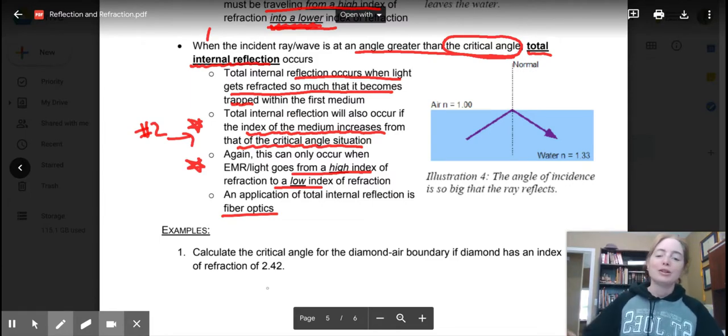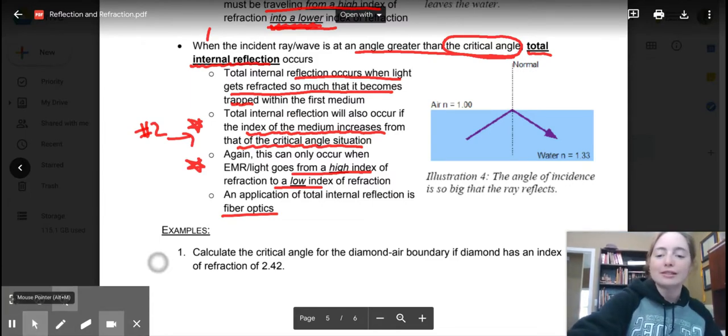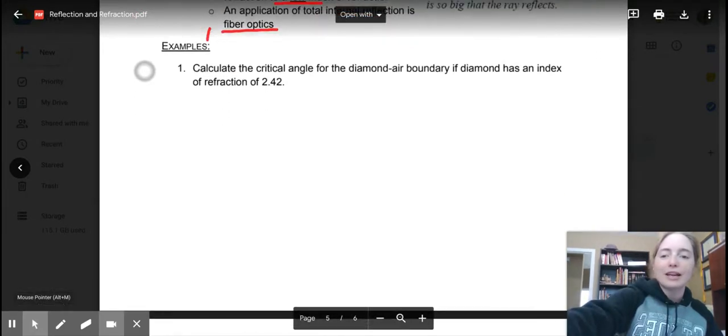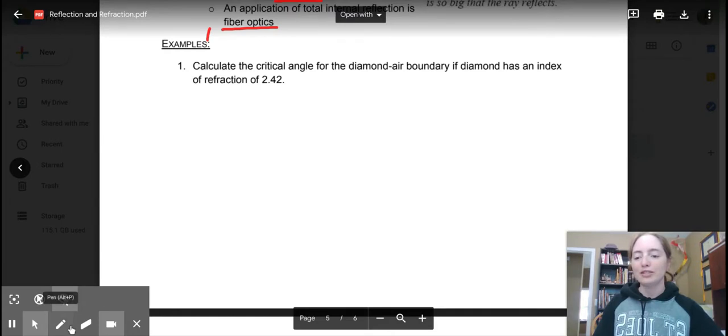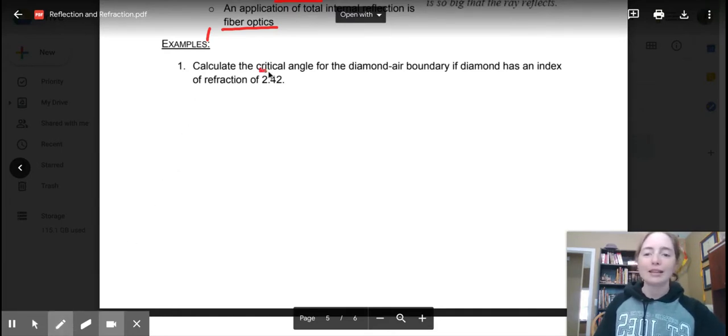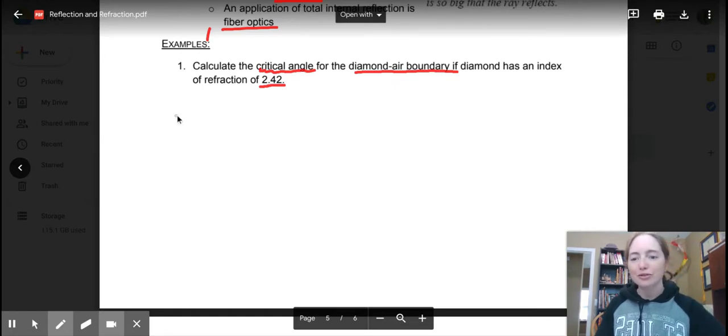Okay, so let's look at critical angles, some calculation scenarios. All right, so question number 1. Calculate the critical angle for the diamond air boundary if the diamond has an index of refraction of 2.42. All right, so let's draw our scenario here.